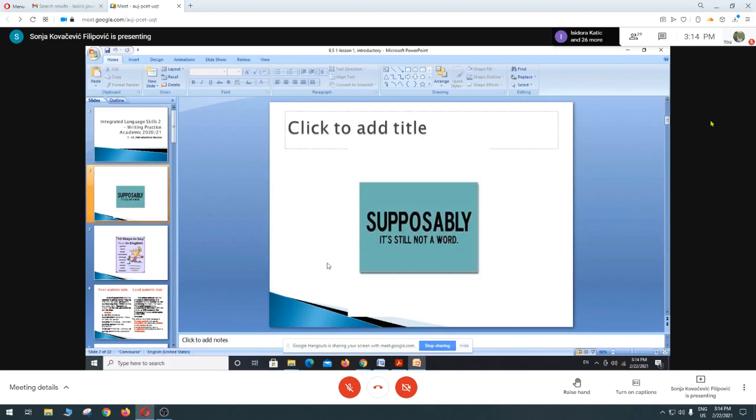Now let me just warm you up to the English issues. Is there such a word in English as supposedly? No, it's still not a word. Which word was meant probably here? Supposedly doesn't exist, but when you want to say that something probably happens, what will you say? Supposedly, right? So it's a mixture of the two words.